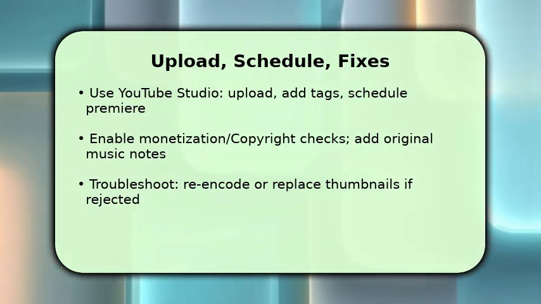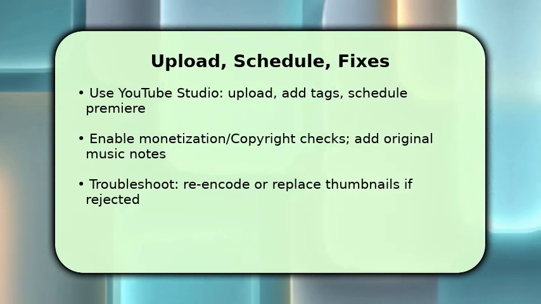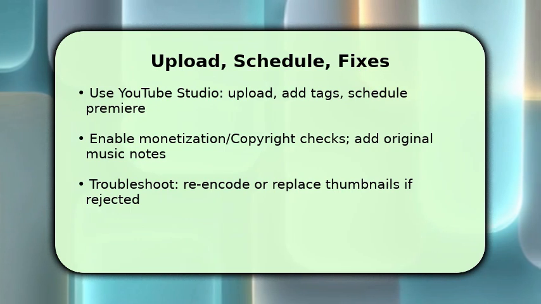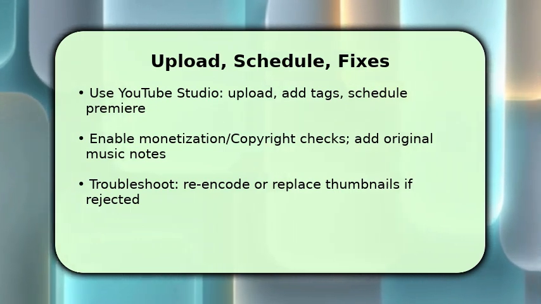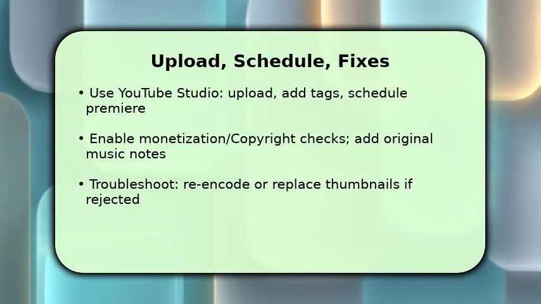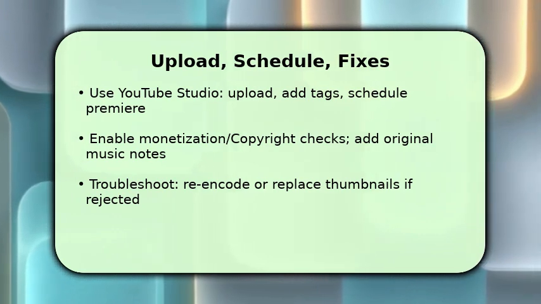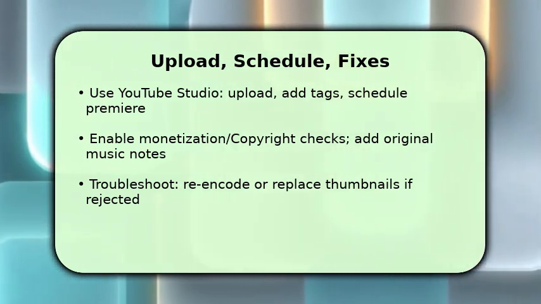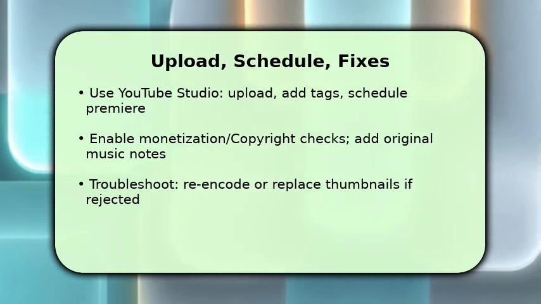Add notes for any licensed overlays or music to avoid strikes. If YouTube flags quality or thumbnail issues, re-encode at a higher bitrate or remake the thumbnail and reupload. If audio sync drifts, remux audio with the video. One key troubleshooting tip: always keep the original edit so you can quickly replace files.